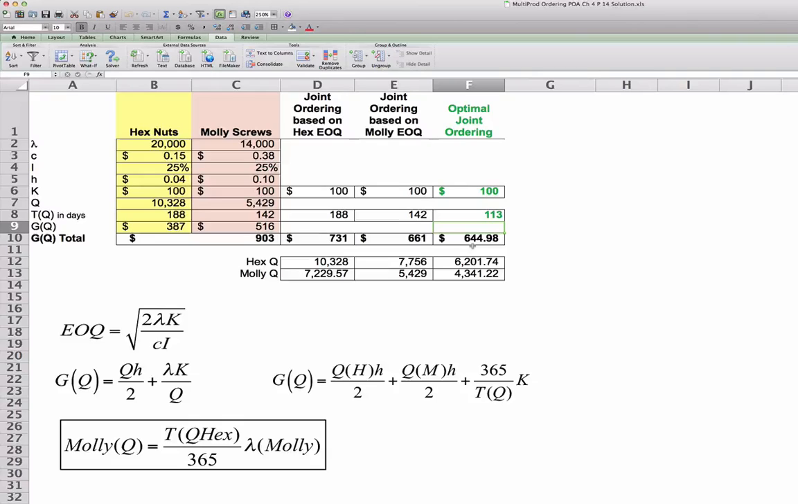So I hope you can understand better this idea of global optimization in the context of minimizing costs associated with managing multiple products at the same time.